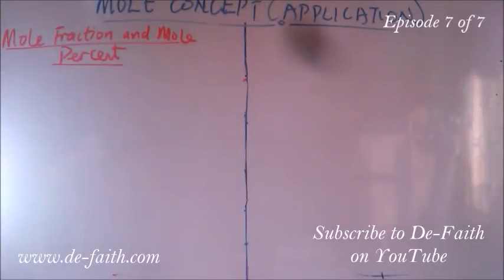Okay, under mole concepts, we want to look at mole fraction and mole percent. This is as simple as finding the ratio between the number of moles of a particular substance over the mixture, or the total number of moles of all the substances present in the mixture. Let us take this example in order to understand it better.